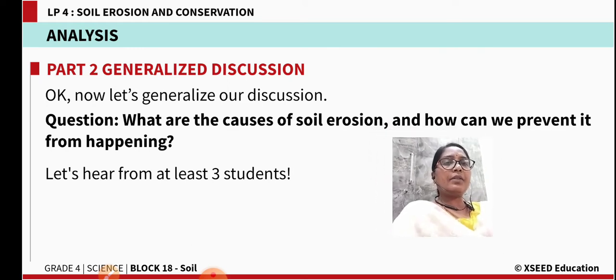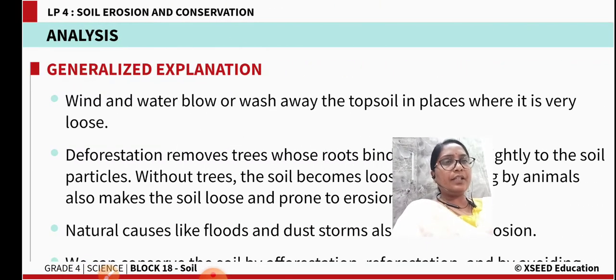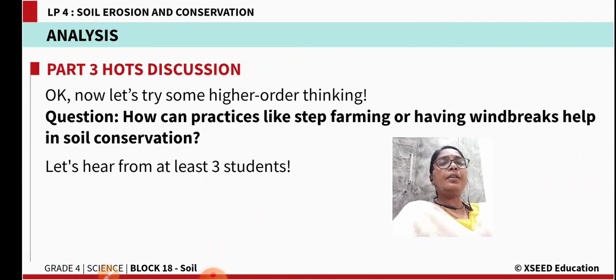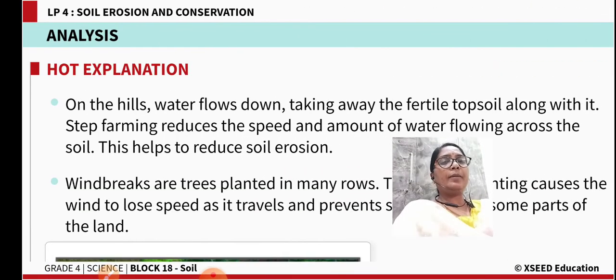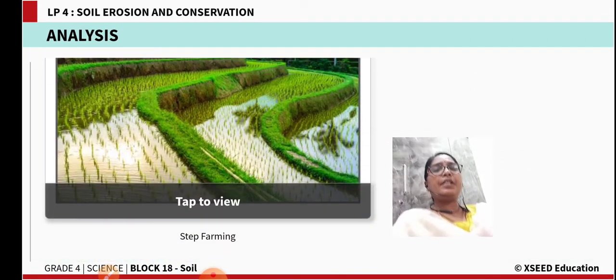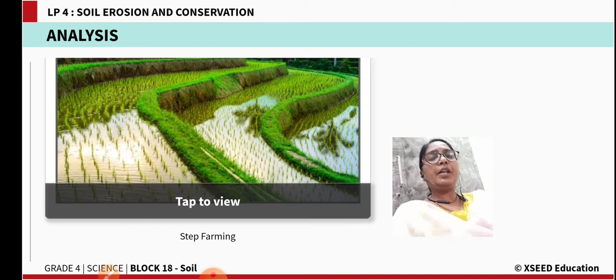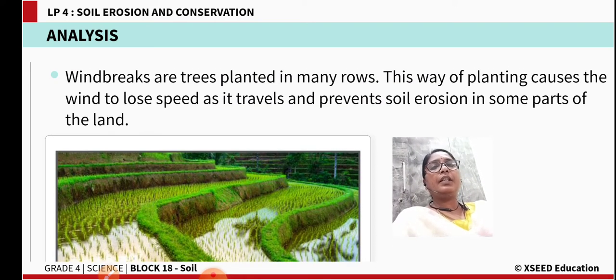What are the causes of soil erosion? How can we prevent it from happening? Just now we discussed it. How can practices like step farming or having windbreakers help to conserve the soil? Their roots will hold the topsoil, so they are helping to conserve the soil. Yes, you can see the topsoil steps forming, how beautiful a picture it is.